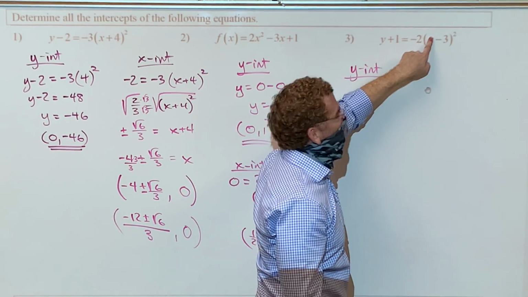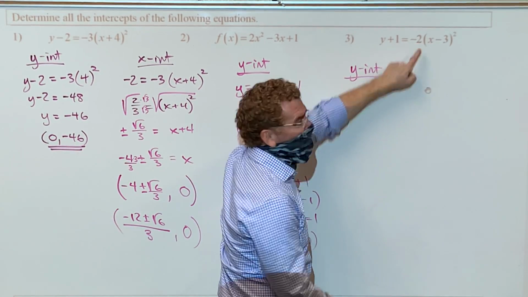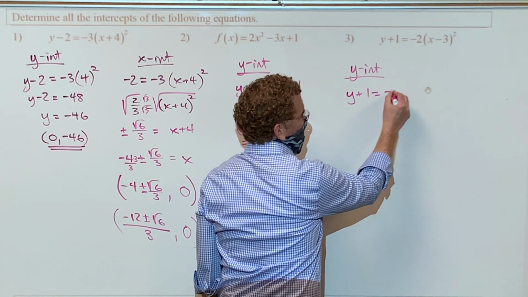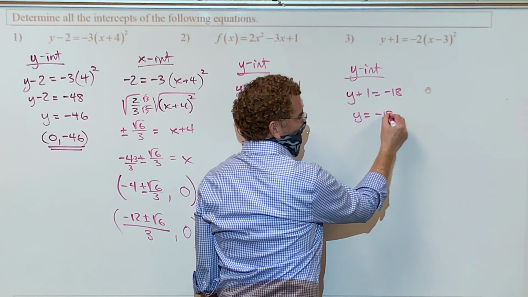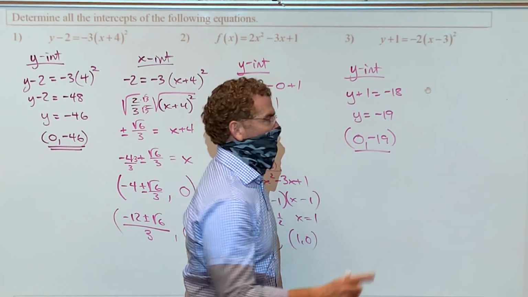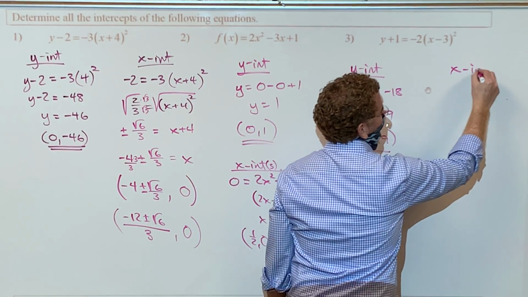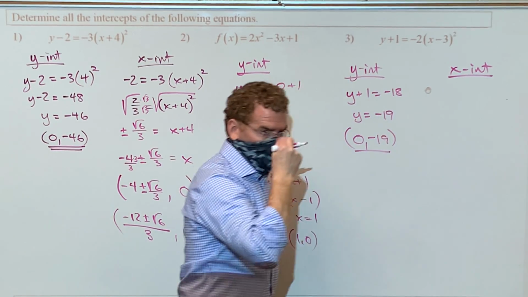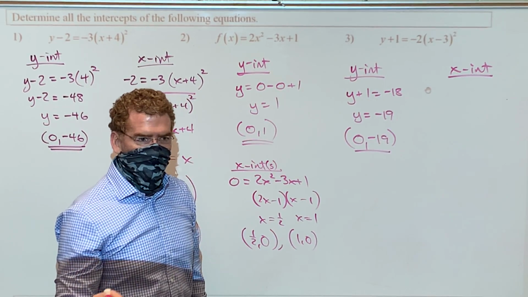If I plug a 0 for x in there, what do I get? -3. -3 squared is 9. 9 times negative 2 is negative 18. So y is negative 19. Great. Now, here's where it gets a little tricky. X-intercepts. X-intercepts, what do I do?